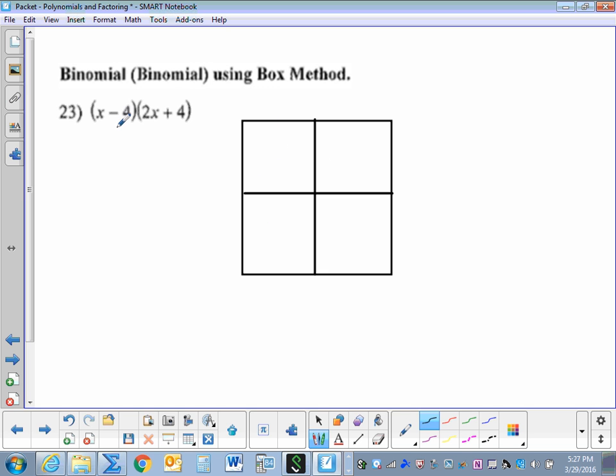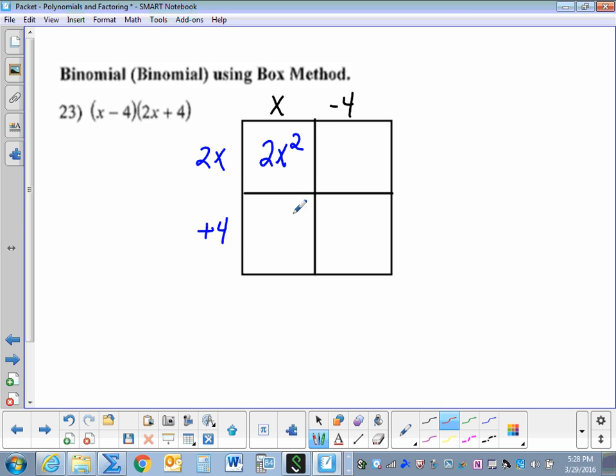Now we're going to place each binomial horizontally and vertically on the box, and it doesn't matter which order you do it in. So I'm just going to place the x minus 4 on top. And then the second binomial, 2x plus 4. Now I'm going to find the area of each square. So 2x times x is 2x squared.